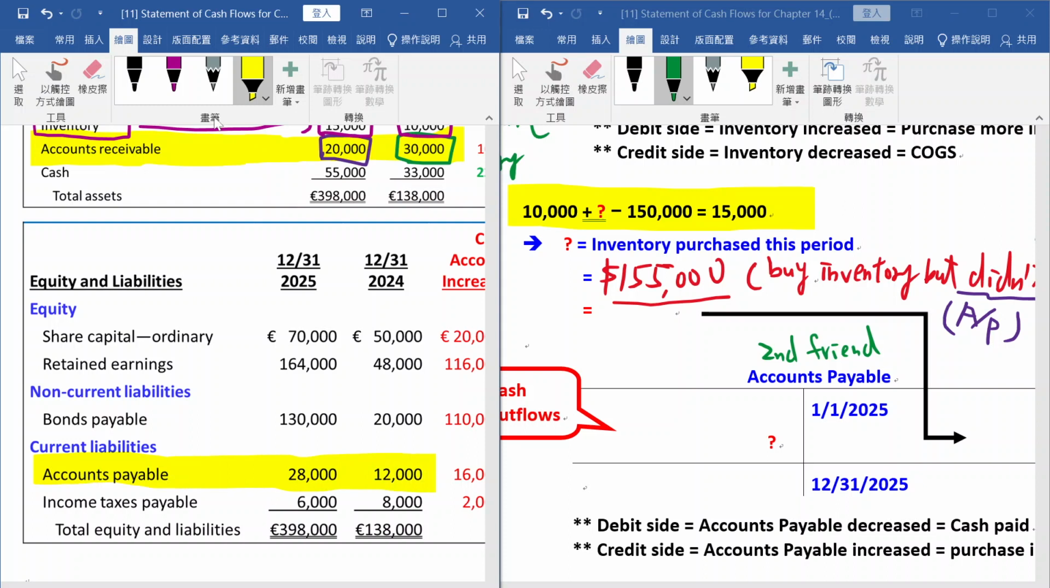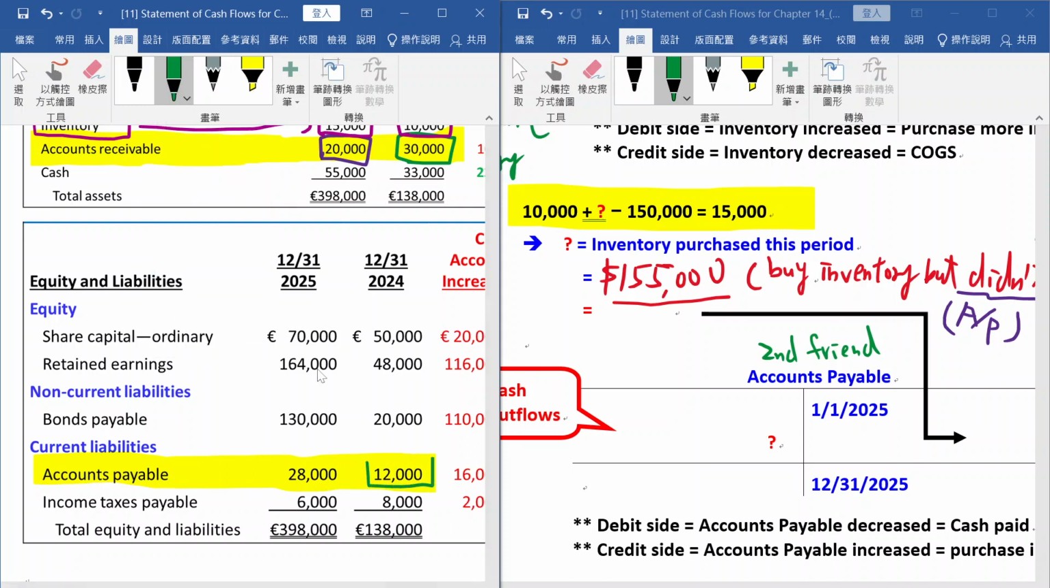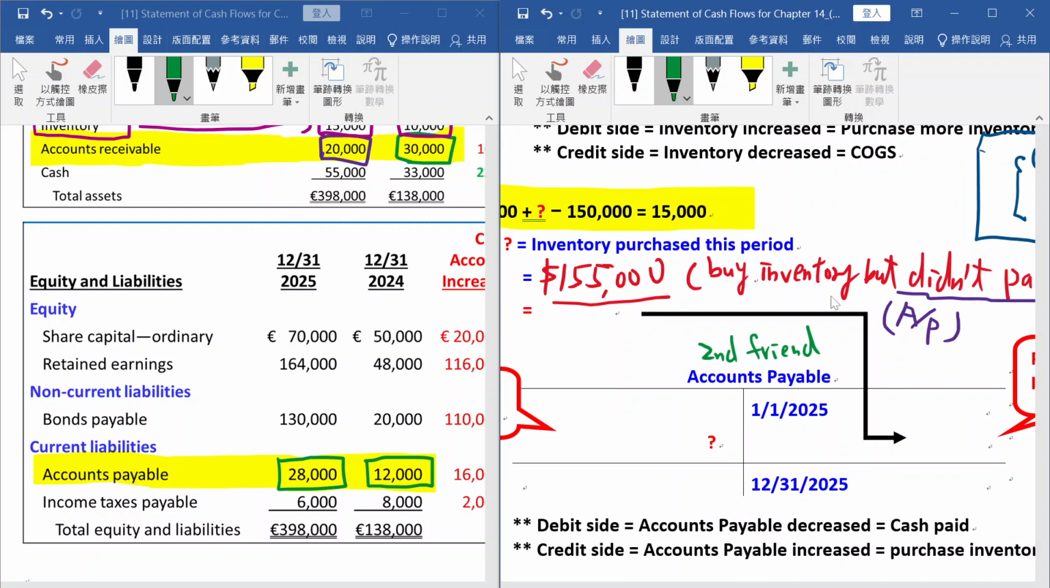Beginning number, ending number. So what's the beginning number? $12,000. What's the ending number? $28,000. Okay. So this is how I find out beginning number, ending number. So accounts payable, beginning number, $12,000. Ending number, $28,000. Okay. Any questions?